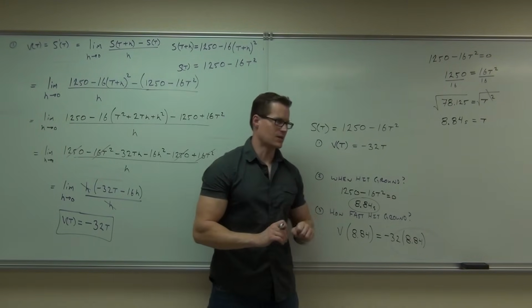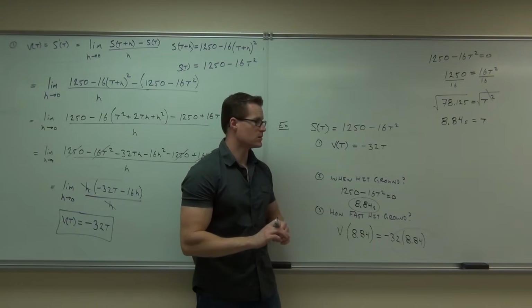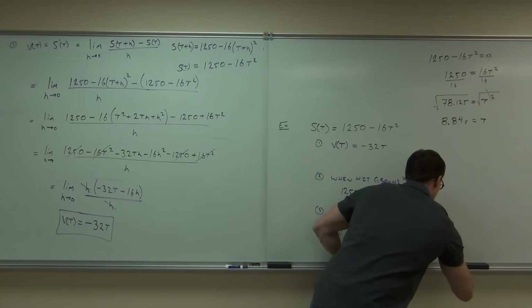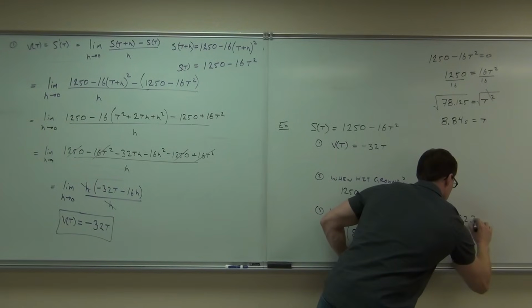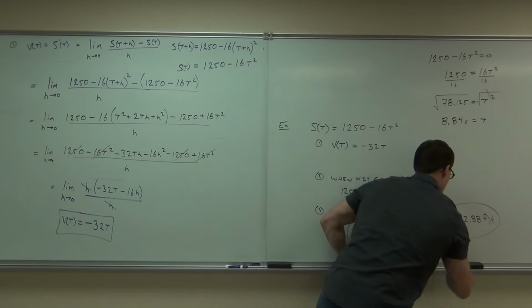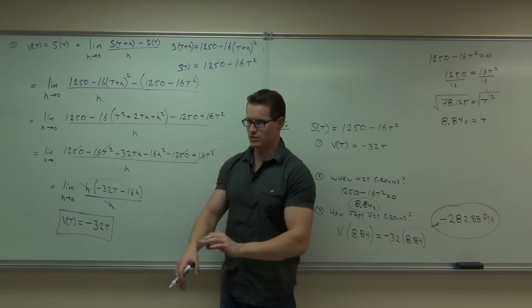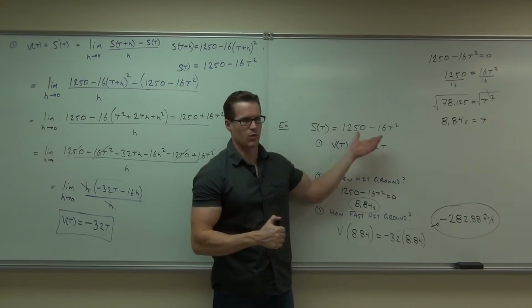So how fast is that going? 282 feet per second. Negative, I'm assuming. Negative feet per second. 282. That's pretty fast. That says it's falling at a rate of 282 feet per second at the moment that it hits the ground.